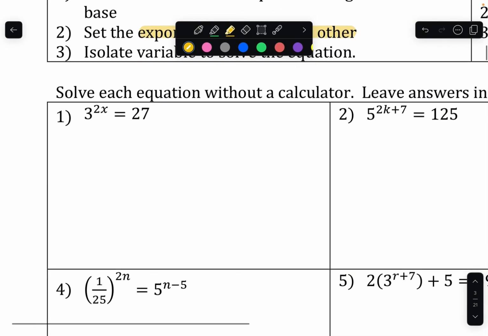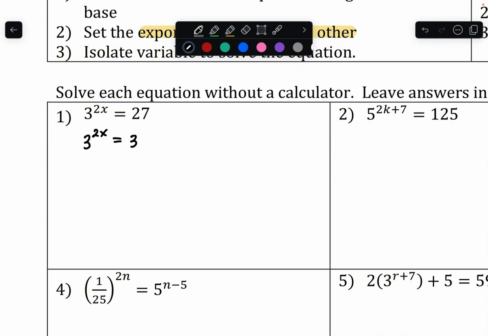So on number 1, I look at the smaller number, and so here 3 is our base. And luckily, I can rewrite 27 as 3 cubed. Now that the bases are the same, we set the exponents equal to each other. And then isolate x, we get 3 halves.